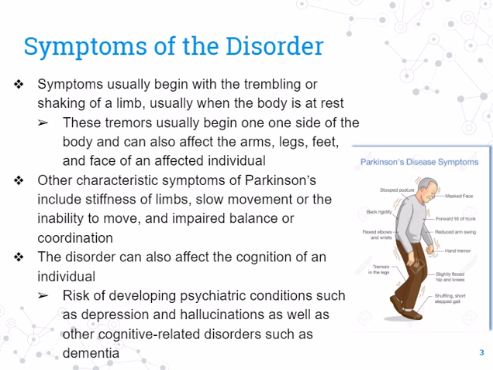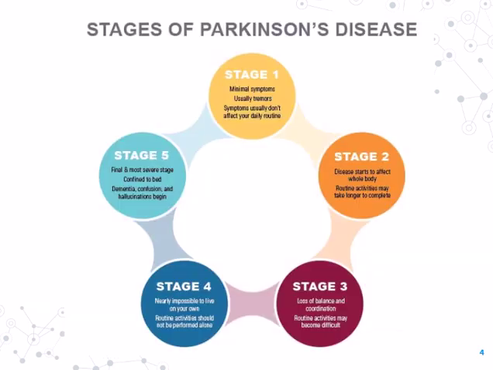This disorder also affects the cognition of an individual. So some affected people have developed depression and hallucinations, as well as other cognitive-related disorders such as dementia. Not all of these symptoms occur at once. There are different stages of Parkinson's.